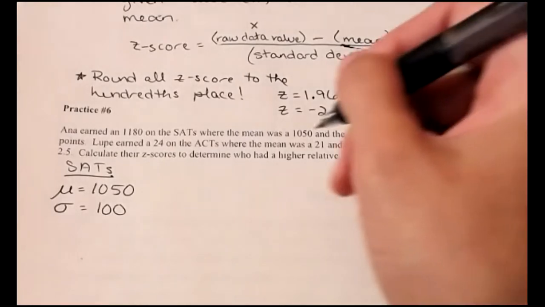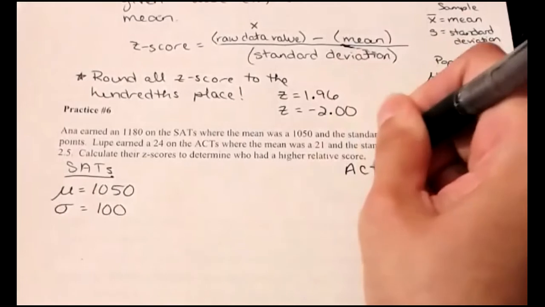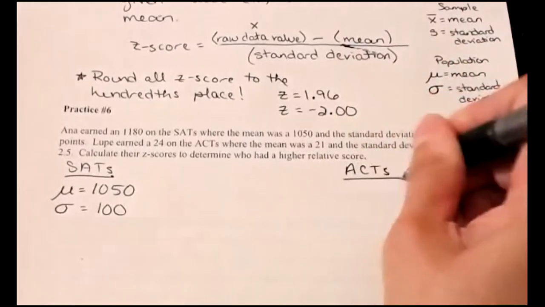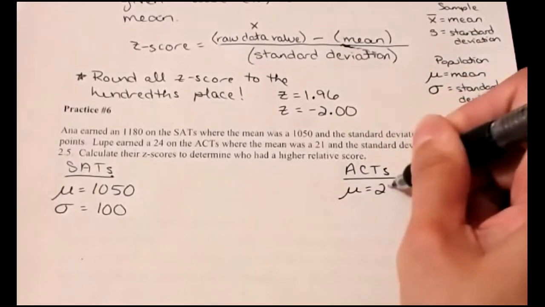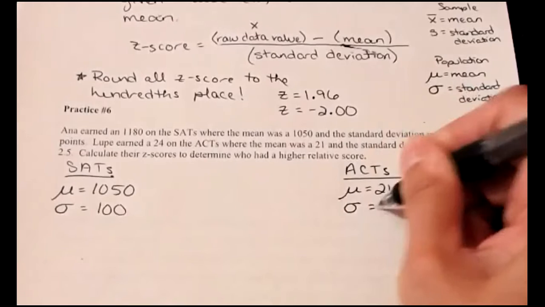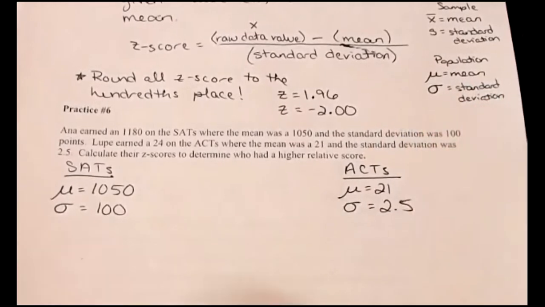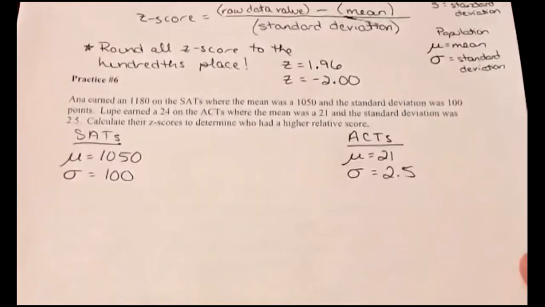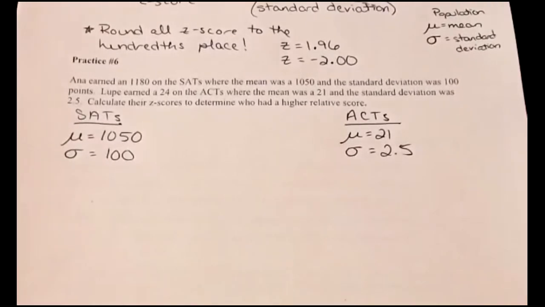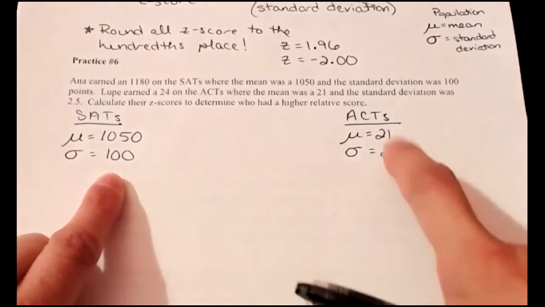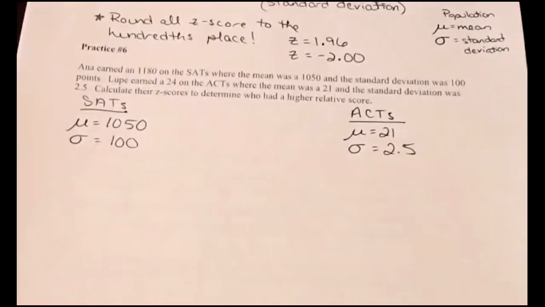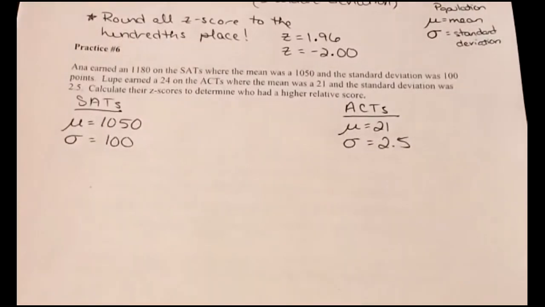For the ACTs, and I'll just put that over here to separate the data, we see that the mean was 21 and the standard deviation was 2.5. This is actually a perfect example of how we're going to be able to standardize their scores so we can see who did better. Right now, this looks nothing alike. Like, how in the heck are you going to compare a score on the SATs versus a score on the ACTs? Well, you do that with statistics. You do that with Z-scores.